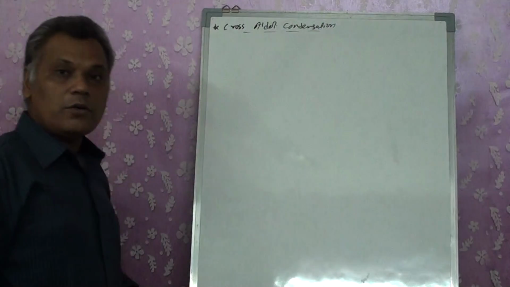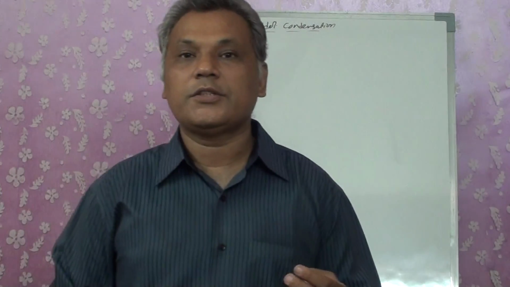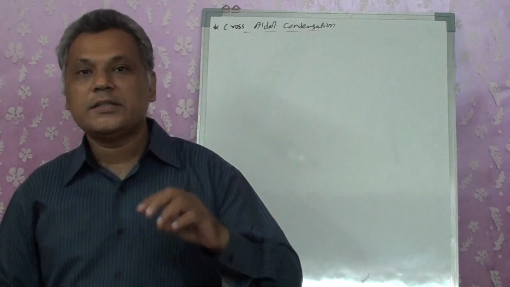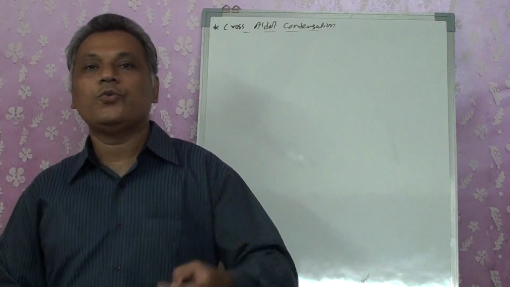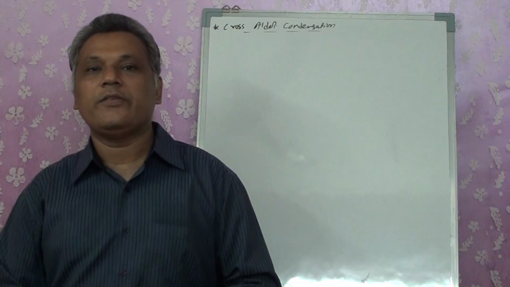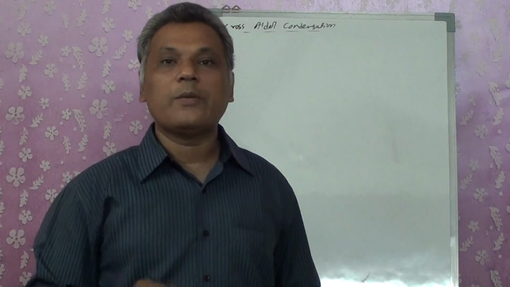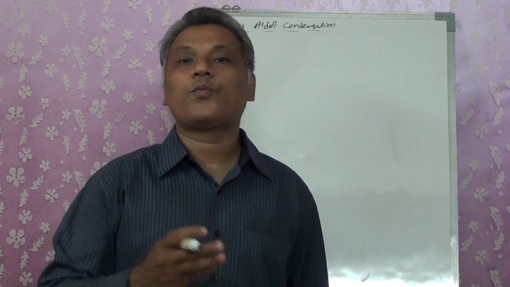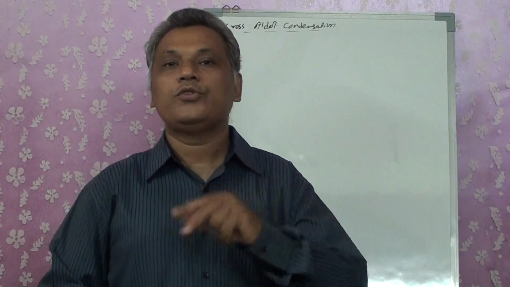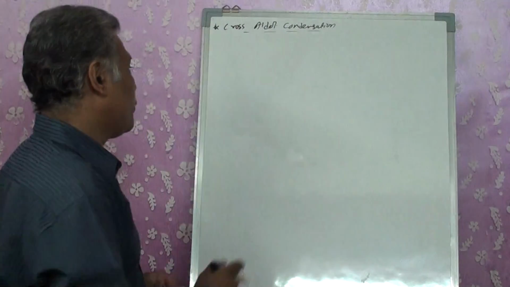Now, cross aldol means what? In our previous aldol condensation we saw that we had the same molecule, 2 moles. Here we will have two different molecules giving us the reaction, right? In the aldol we got only one product. In the cross we are going to get a total of 4 products, 2 self and 2 cross products, right? Let's see how this reaction is going to take place.